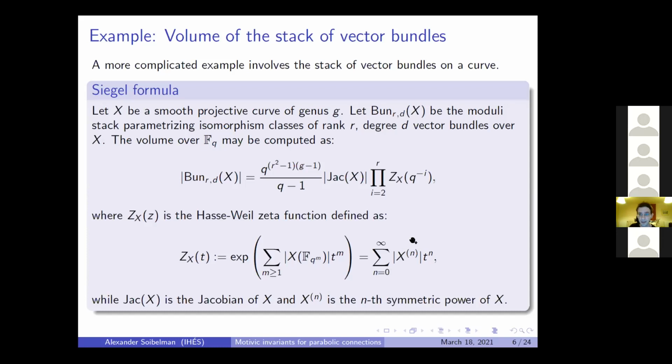Is there any conceptual explanation why it doesn't depend on degree, or is it a result of the answer? I mean, it's just seen a posteriori. Yeah, I think it's just seen after the fact. But I don't know if there's a conceptual reason.